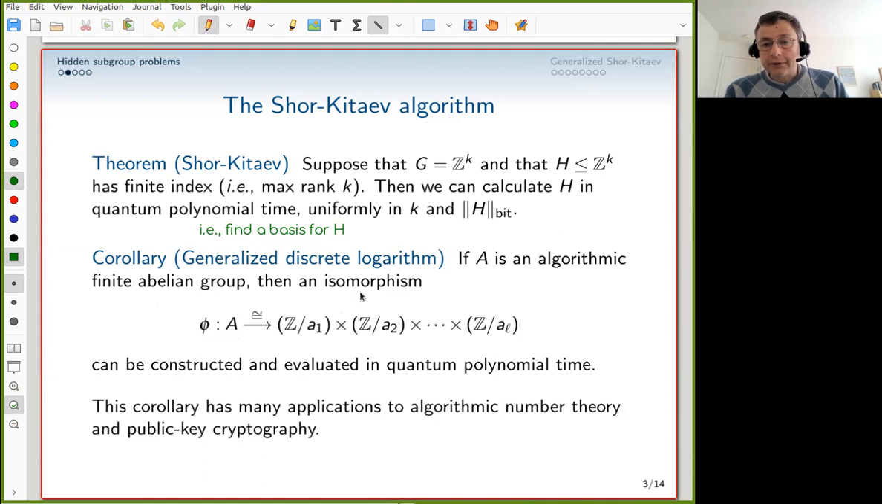And the isomorphism to the canonical form, which is a discrete logarithm map, can be constructed and evaluated in quantum polynomial time. In other words, you can find not just the order, but the divisors, the isomorphism type of A, and then you can get a map from A in the difficult direction, from A to its isomorphism type, and then evaluate that in quantum polynomial time. So basically, you have learned everything about A. You've killed all mystery, no matter where A comes from: elliptic curve, prime residues mod n, anything like that. So this corollary in particular has many applications to algorithmic number theory and public key cryptography.